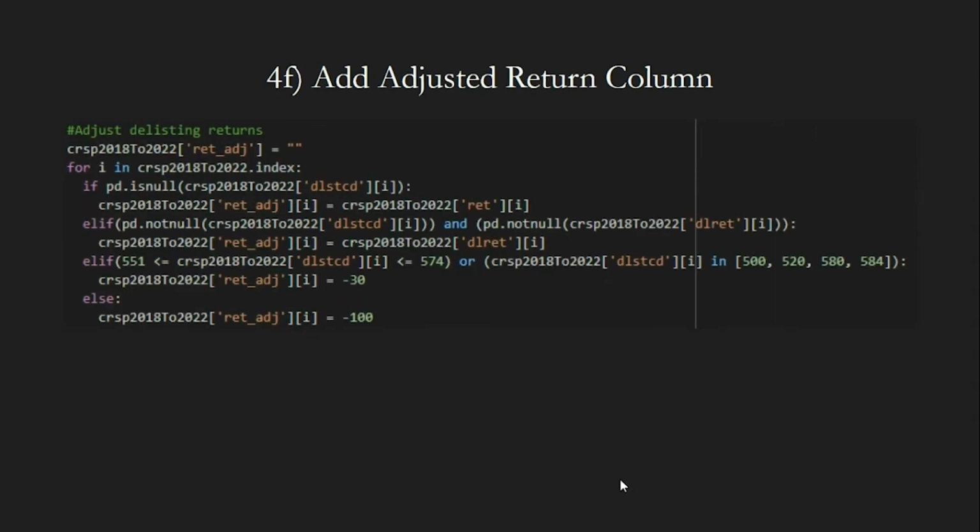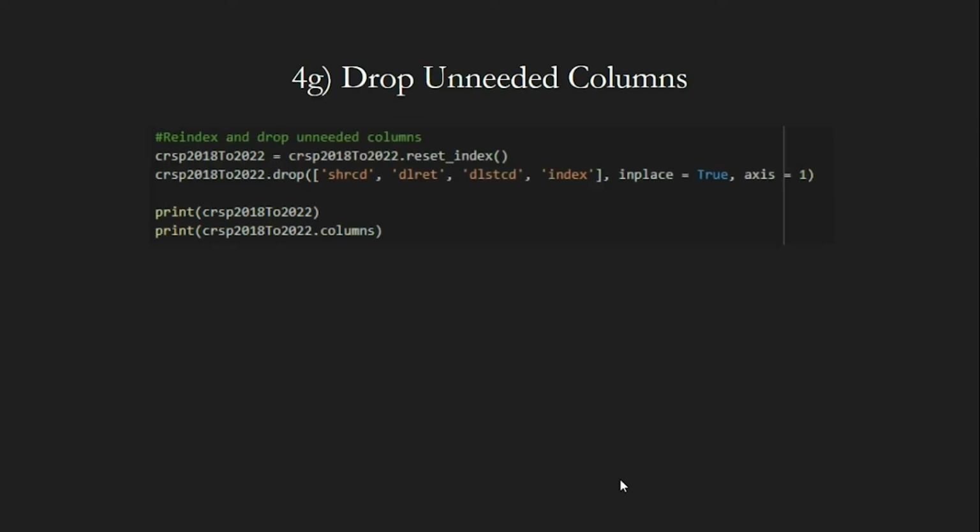Next, we add the adjusted return to the data frame based on the delisting code and the delisting return. We again loop through every index and set the adjusted return based on the delisting code. Finally, we drop some columns to make the data frame more efficient.